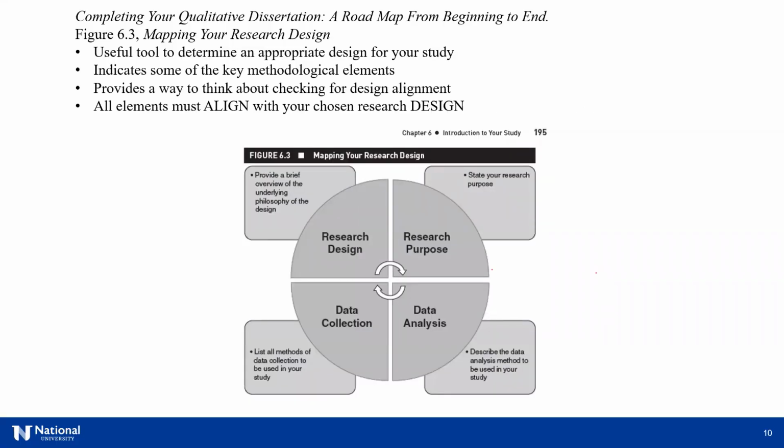And I've just put on this slide a diagram that I've included in the 5th edition of my book, Completing Your Qualitative Dissertation, A Roadmap from Beginning to End. This particular figure, which is figure 6.3 in chapter 6, is a tool that one can use to think about how to set up your study and then choose an appropriate design based on your problem, purpose, and research questions. Remember, all of the elements, the problem, purpose, and research questions must align with your chosen research design. It's just really critical that it does.